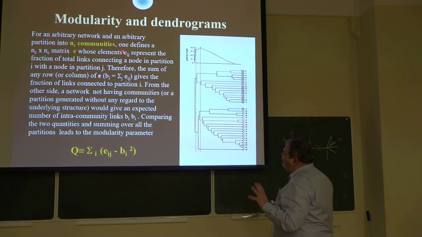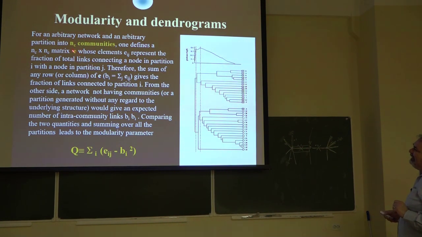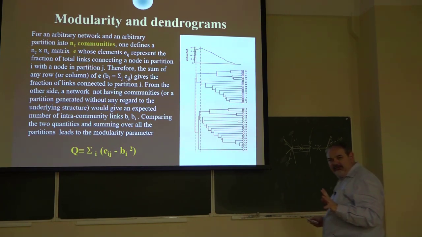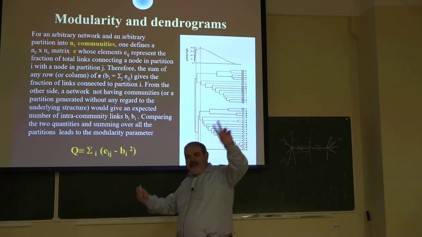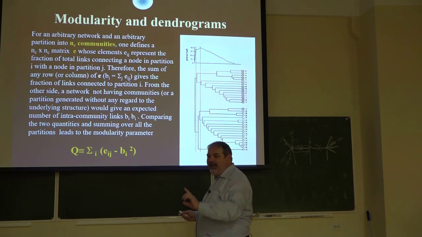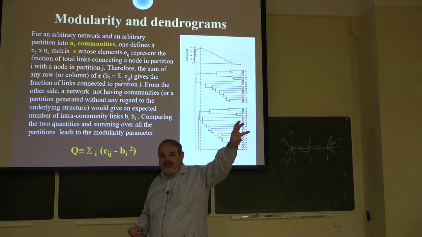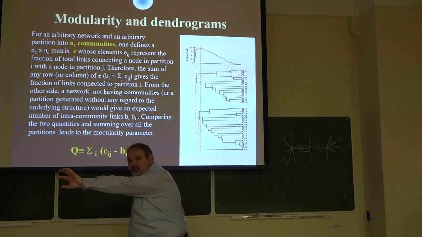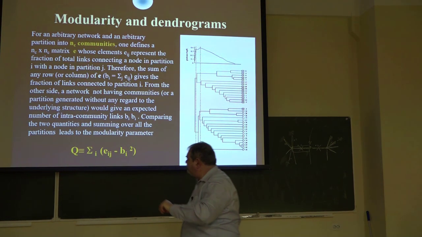So I can define a matrix E, which is N community times N community. So for each community, I have an entry in the matrix. And the elements Eij are the fraction of total links connecting a node in partition I with a node in partition J, okay? So if I have two communities, I have a matrix 2 times 2, such that element number one is the number of links from elements in partition 1 to elements in partition 2, understand? And vice versa.